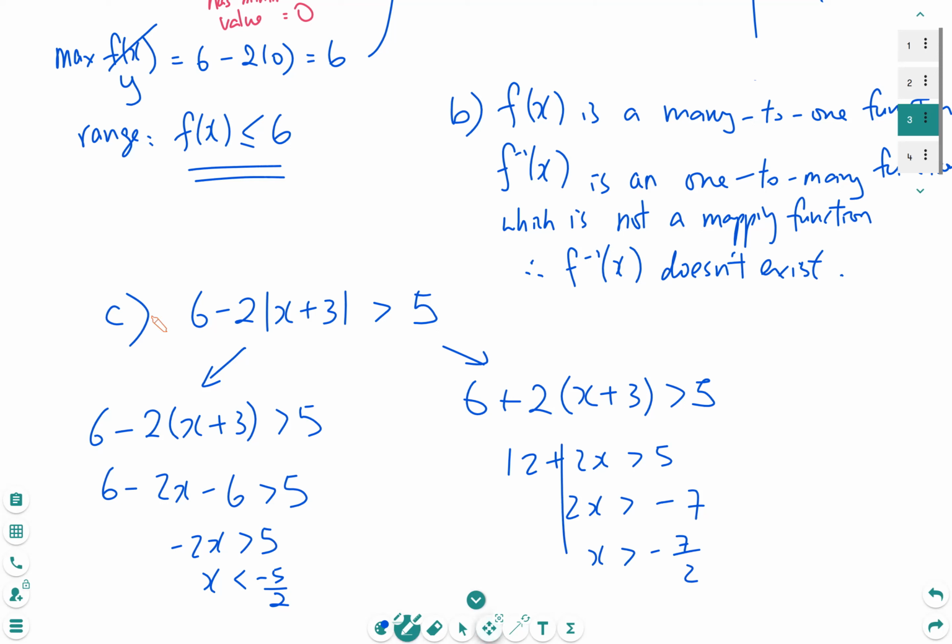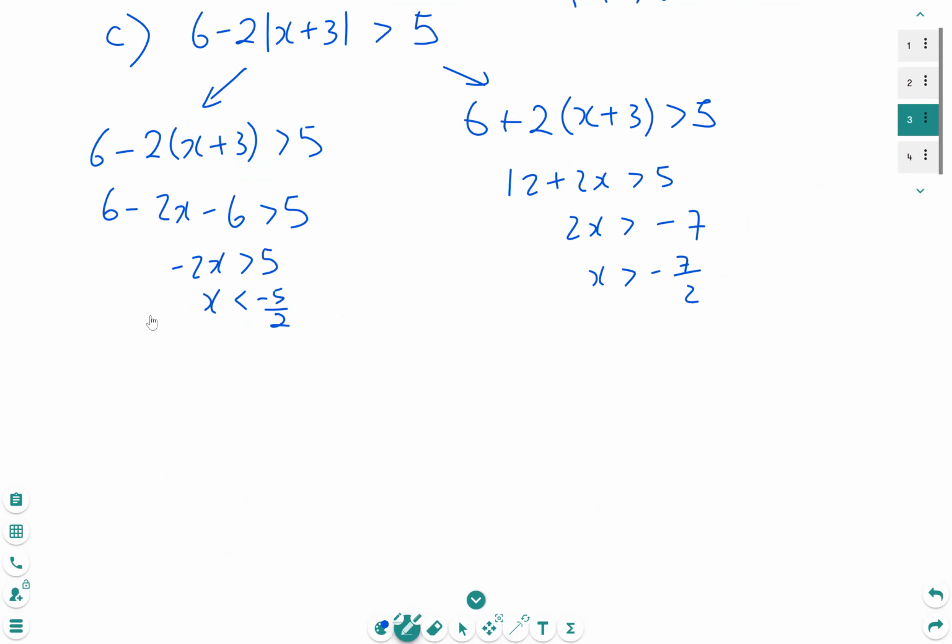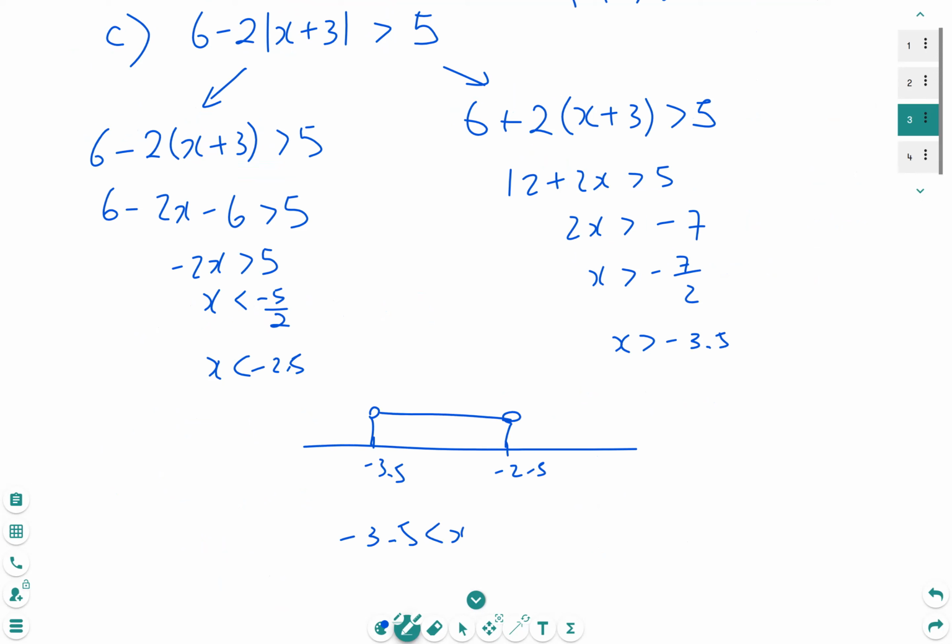So now to do this, I usually put it in decimals first because I just want to see a raw number. So that's x less than minus 2.5. That's x greater than minus 3.5. So if I do a number line, minus 2.5 is here, minus 3.5 is there. x has to be in between them. So the answer would be minus 3.5 less than x less than minus 2.5. And that will be the answer. Okay.